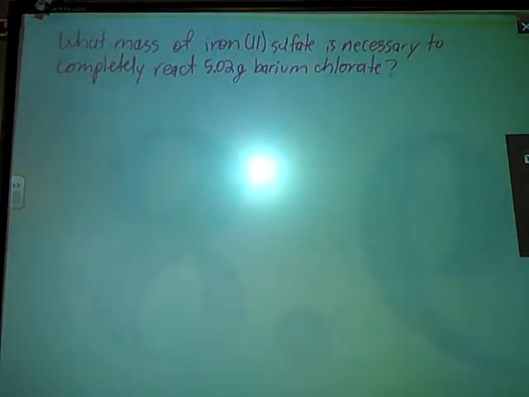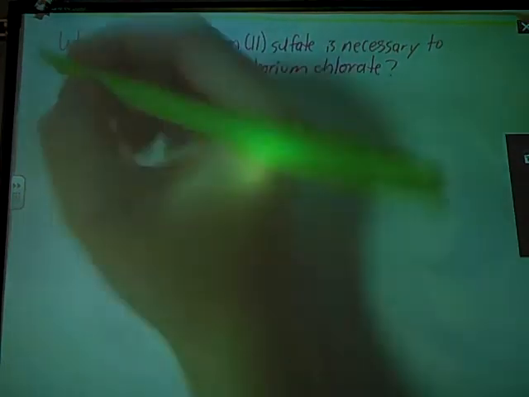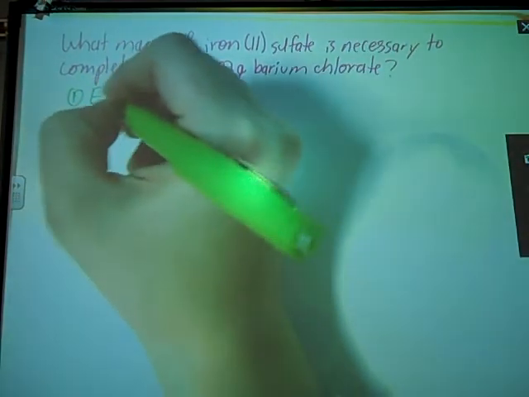Once again, this is another type of Stoich question that you might come across. This asks what mass of iron 2 sulfate is necessary to completely react 5.02 grams of barium chlorate. So they gave you one reactant and they're asking you for the amount of another so that there will be nothing left over. This one doesn't even ask us about the mass of solid product, but we are still going to start it out the same exact way.